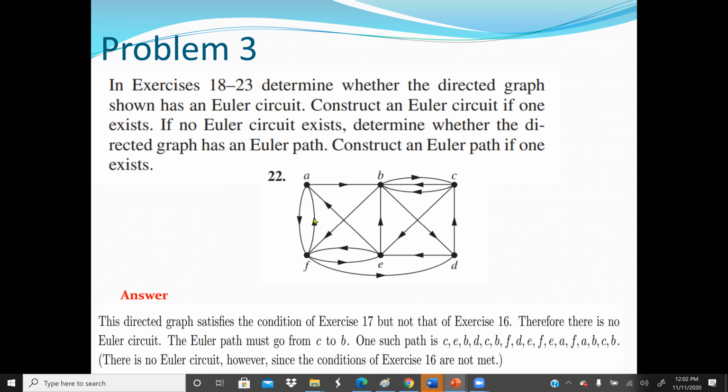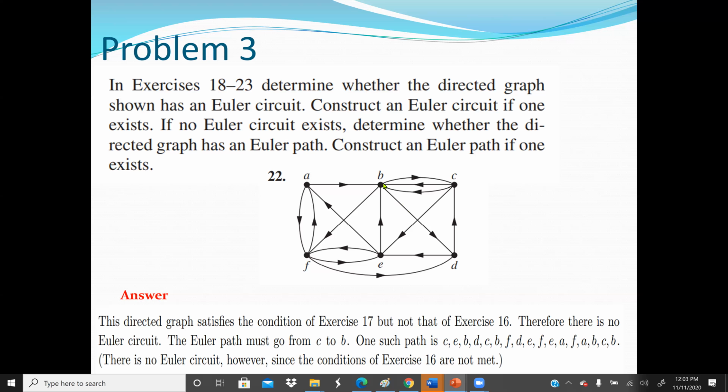F, we have 1 going out and 2 going out and 3 and 4. So the only ones are C and B. So we start with C. We move from C to E, we have 1 arrow. Then from E, we can go to B or F. So let's go to B. Then we can go to D. Then from D, we can go to C. Again, we're following the arrows. Then C, we have one edge also.